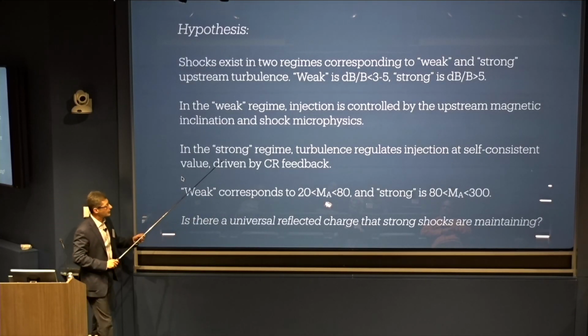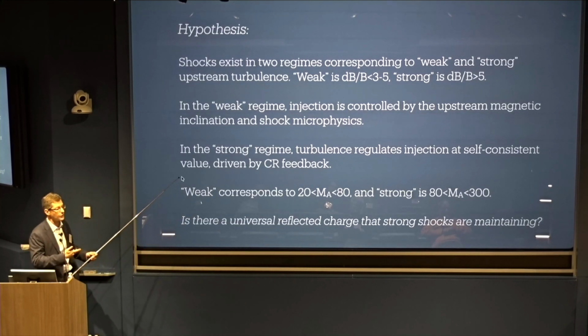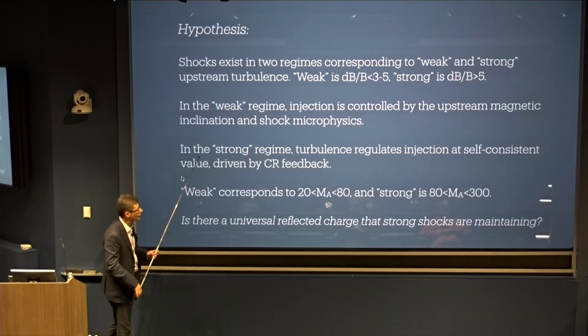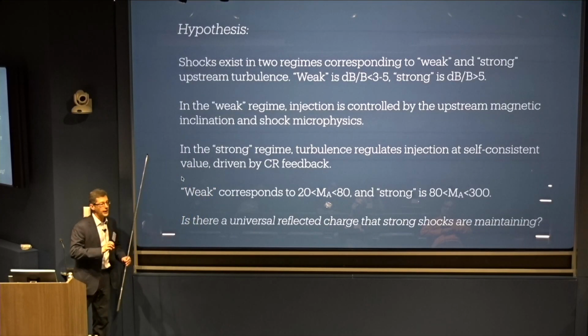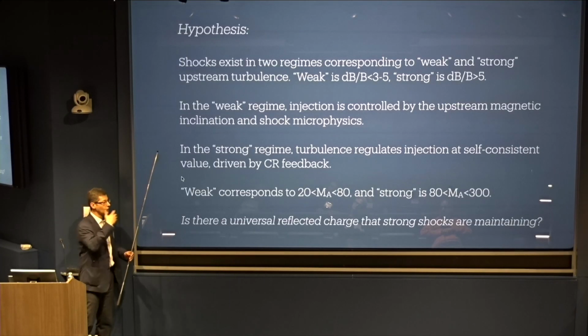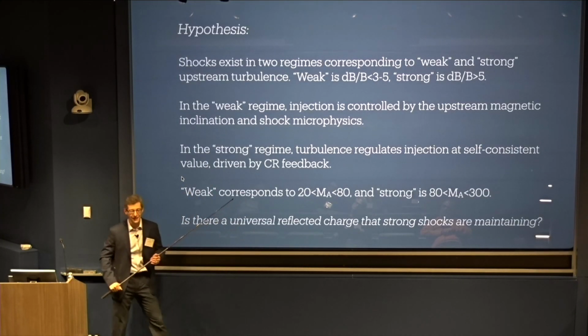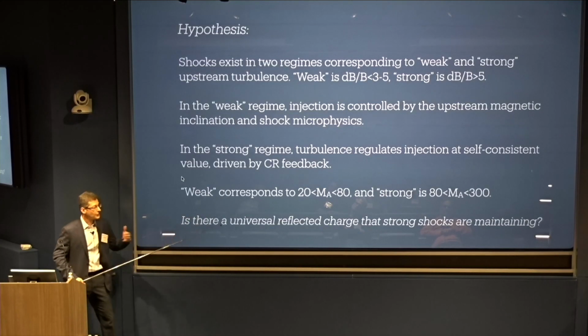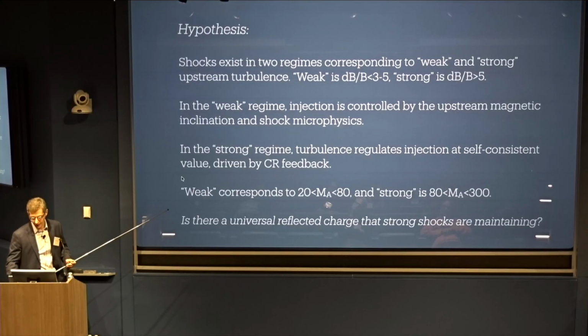But then at higher Mach numbers, you will be in what we'll call the strong shock regime, where the turbulence will regulate how much injection happens. So the microphysics that we so love at the shock is very important, but it's important locally. The global shock structure will figure out how to make it work effectively. So the turbulence will control how much the shock is allowed to inject.